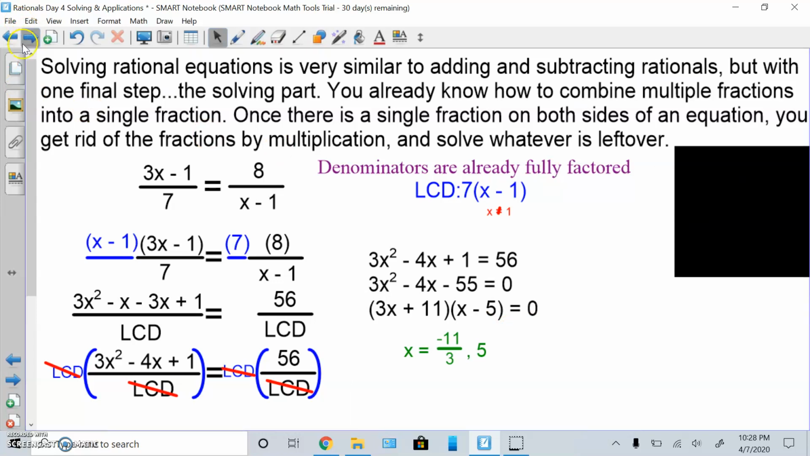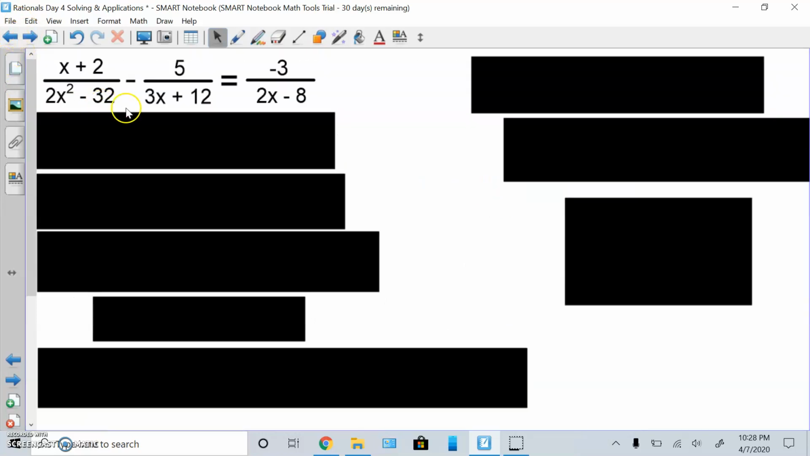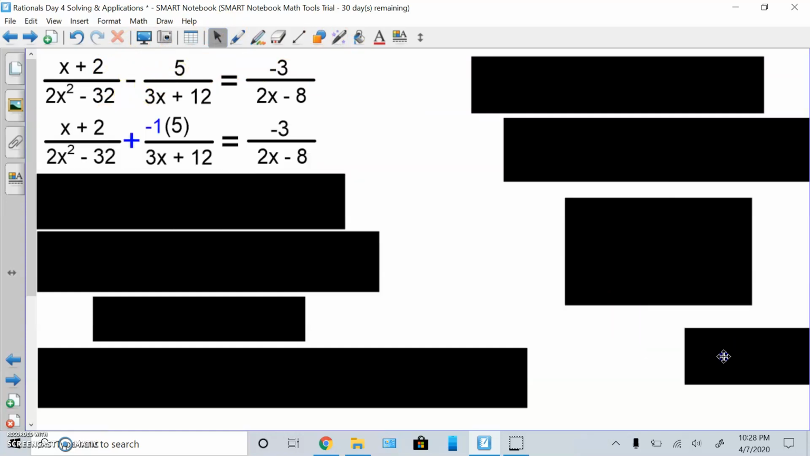All right, let's try a harder problem. Here's the problem here. So this fraction minus this fraction equals that fraction. So again, it's very similar to adding and subtracting. So first thing is you want to fix subtraction by making a plus sign and distributing negative 1. So that's the first thing I did right there.